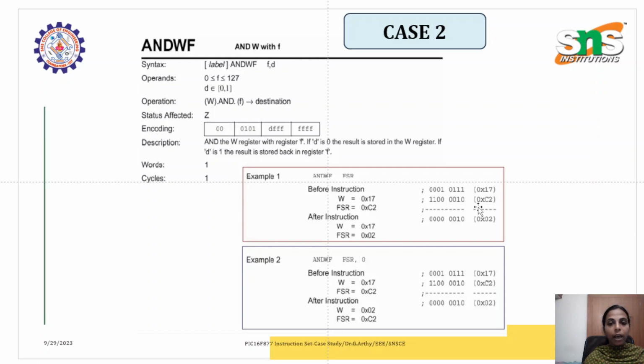In this case, after completion, since the D value was not given, as a default case, the file register will be taken as the place to store the result, and so this file register gets updated. And the same instruction here, if 0 is given, here nothing was given for D. Suppose if we mention 0, then see here, the working register gets updated instead of the file register. So this is another case.